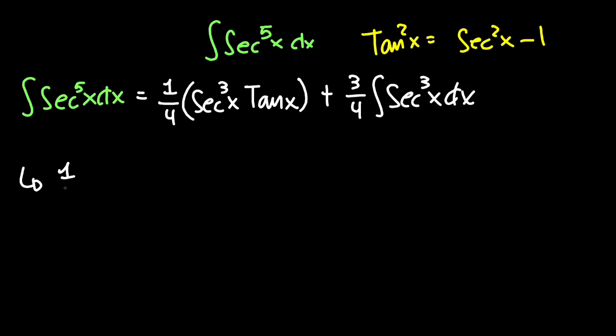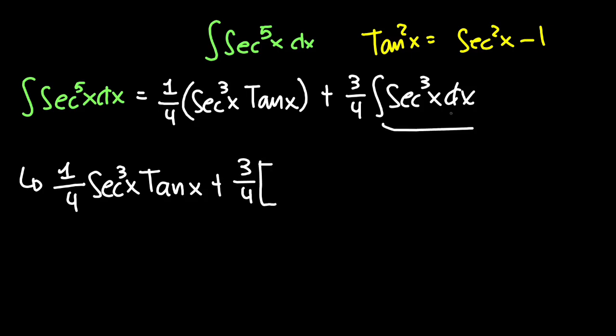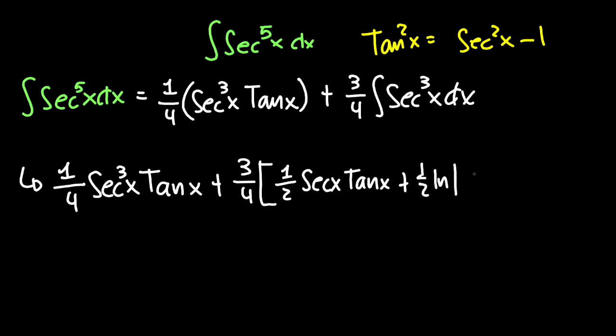So this would be 1/4 multiplied by secant cube of x tangent of x plus 3/4 multiplied by the integral of secant cube of x dx, which is equal to 1/2 secant of x tangent of x plus 1/2 natural log of the absolute value of secant of x plus tangent of x. And of course, don't forget to add the constant of integration.